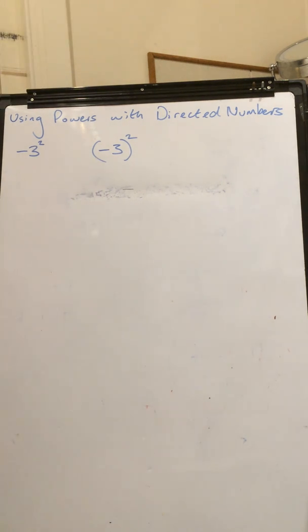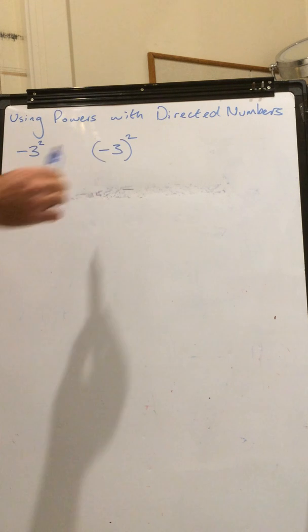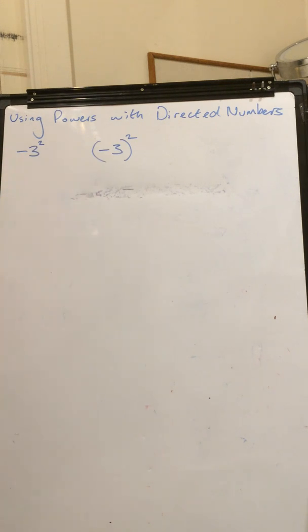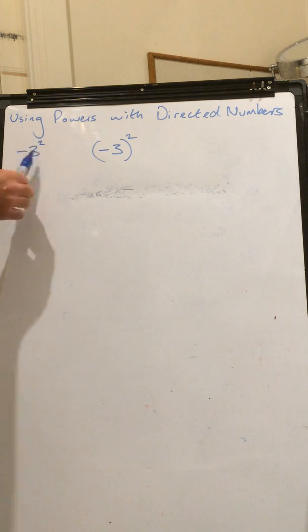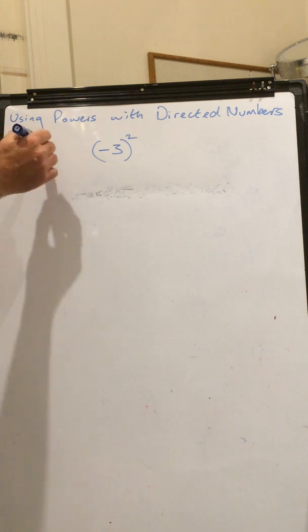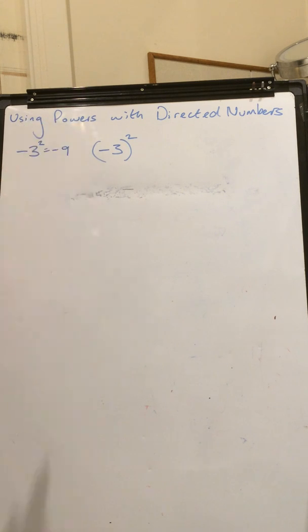Okay, so what we're going to do is make a short video all about using powers with directed numbers. If we look here at -3 squared and (-3) in brackets squared, they're both going to give us two different answers. For -3 squared, what we're actually doing is 3 squared first and then making it negative. So in this case, we end up with -9.